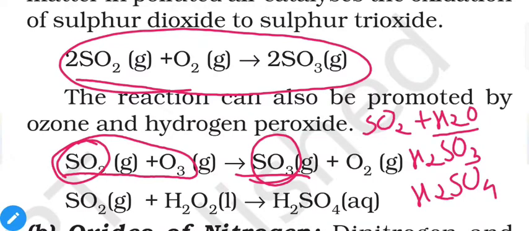That means the sulfur dioxide and sulfur trioxide present in the atmosphere can react with atmospheric moisture. And when they react with atmospheric moisture, they produce sulfuric acid and sulfurous acid. And eventually these acids will drop down to the surface of earth as acid rain.